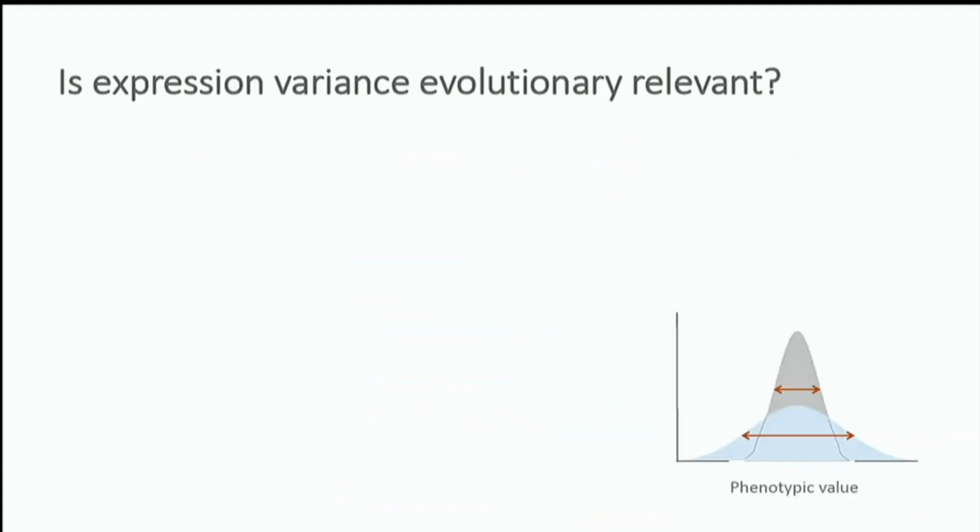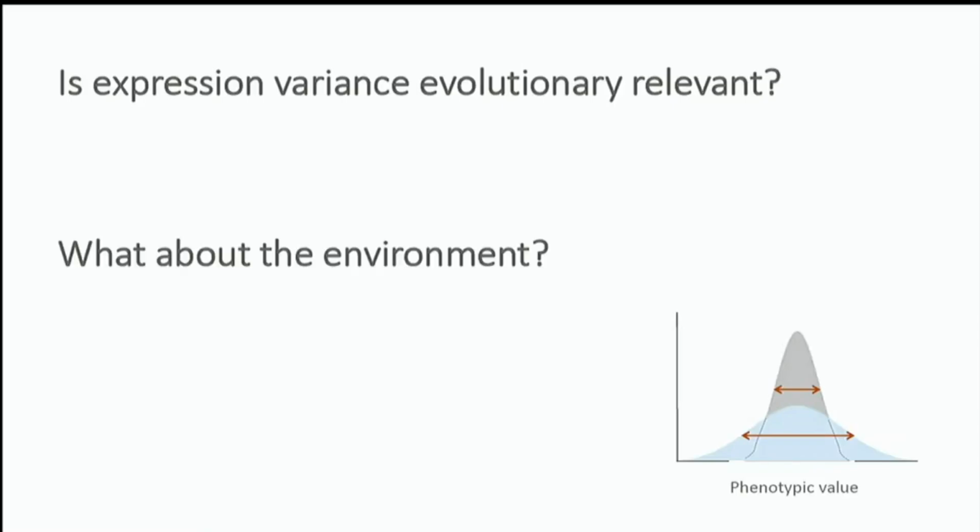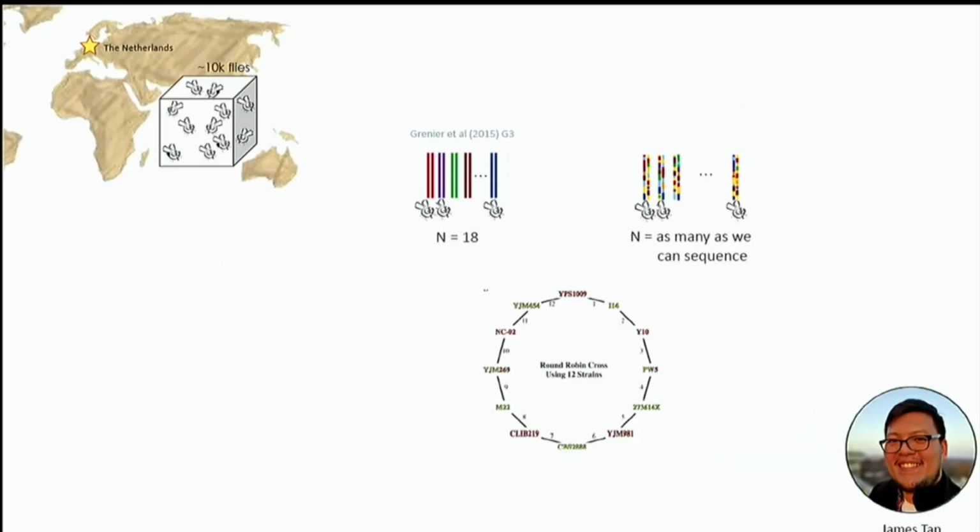Okay, so I do think gene expression noise is evolutionarily relevant and contains a lot of interesting information. But I told you, what about the environment? What about this GP map, where I can move my genetic variation around and try to figure out what's going on? So here is where James' story comes into place.